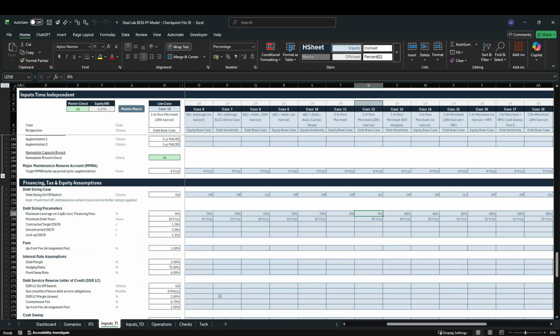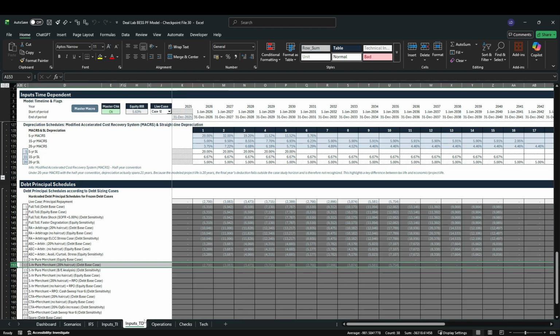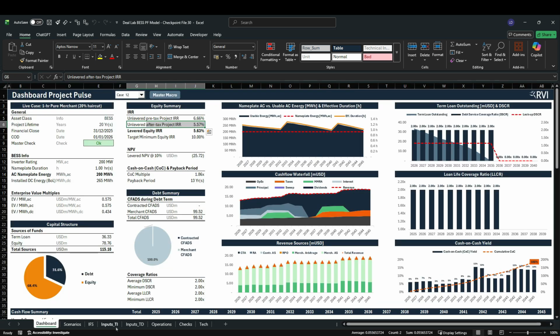But we have to remember that in this case, we are in our debt sizing case. So let's type in 40% again, hit the master macro so that we get our debt repayment schedule in our inputs time dependent sheet. That shows that for a period of 10 years, we will size our debt at a 2.0 DSCR, which then ultimately also translates into a 2.0 loan life coverage ratio because our DSCR profile is flat.